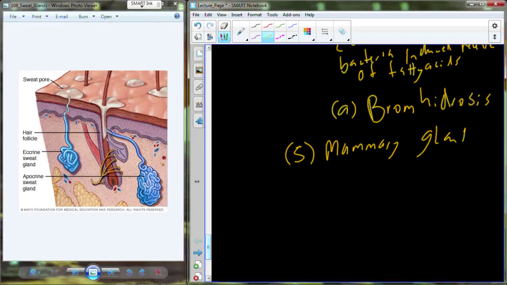The mammary glands that we find in the female reproductive system are actually modified apocrine sweat glands.